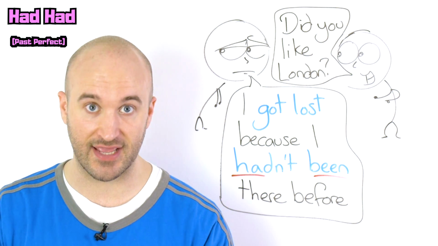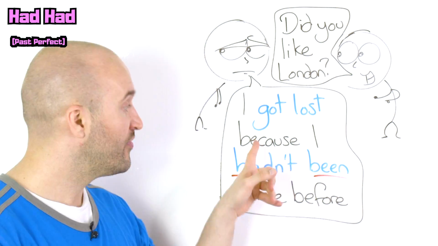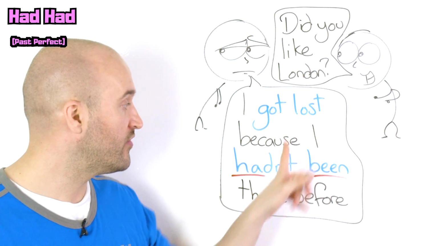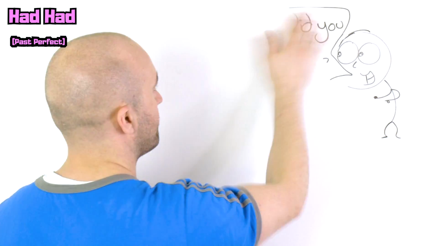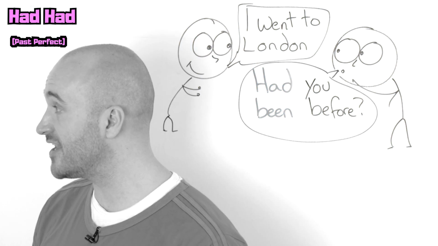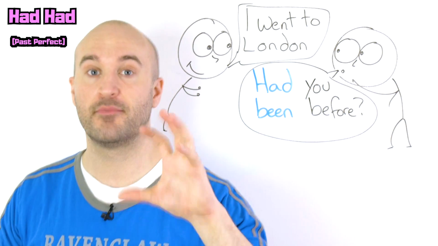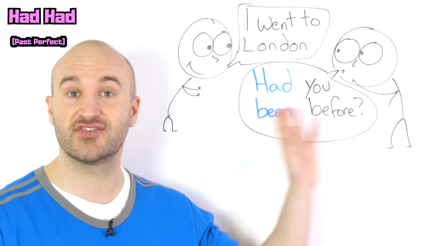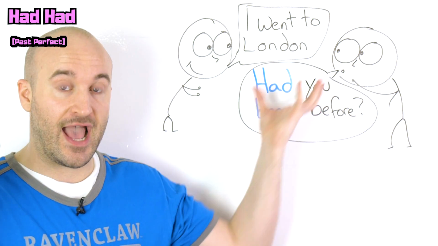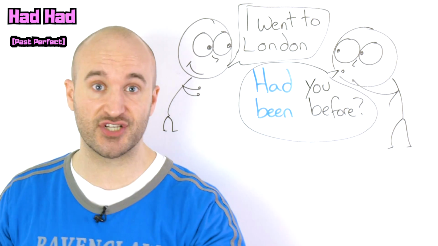Very, very importantly, these 2 should be connected or related somehow. This is the reason for this, and we know that this happened first. And the question form. I went to London. Wow, had you been before? So again, remember, past perfect. It talks about something which happened or didn't happen before a past event. That's it. Ooh, and contractions.